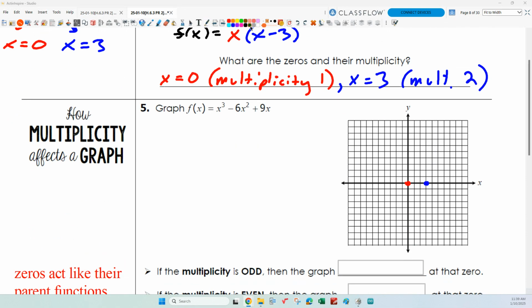Does this make sense? One way that could happen is if I cut through that x-intercept and bounce off that one to go back down. But it has to go down to the left and up to the right. The other possibility would be if it bounced off of this one and cut through that one. But those are different looking graphs. How do we know which one it is? Because of the multiplicities.